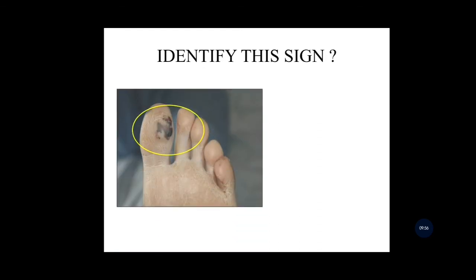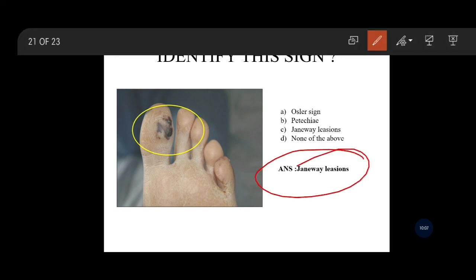Identify this sign. Options: Osler sign, petechiae, Janeway lesions, none of the above. The right answer is Janeway lesions, which we especially see in infective endocarditis. Osler signs and petechiae can also be seen. Osler nodes are lesions in the fingers or toes. Petechiae are tiny red rashes on the skin. And in Janeway lesions, you can observe painless blackish lesions.